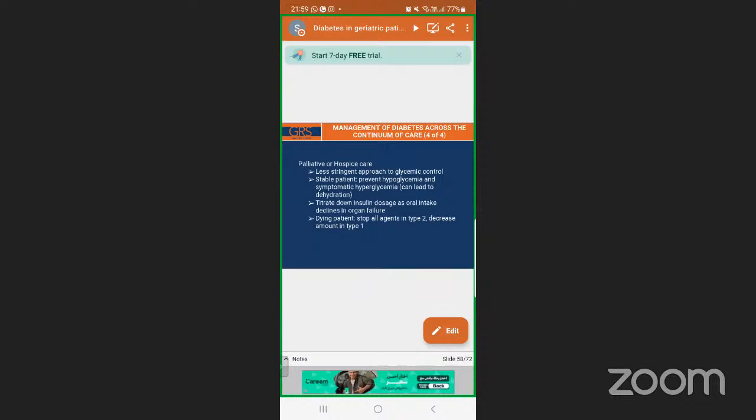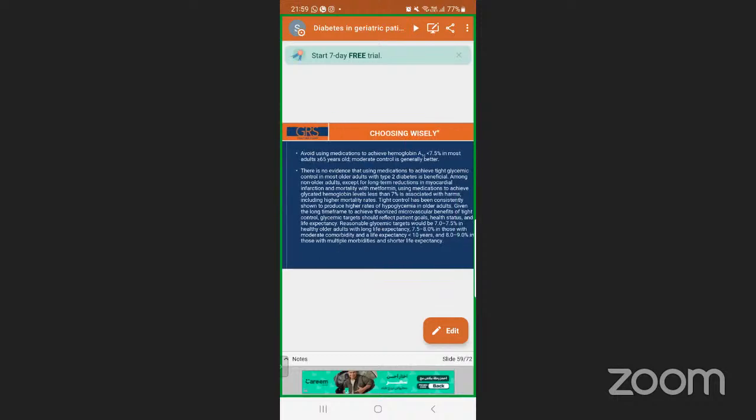In palliative or hospice care, a less stringent approach to glycemic control for stable patients, just prevent hypoglycemia and symptomatic hyperglycemia, and titrate down insulin dosage as oral intake declines in cases of organ failure. In dying patients, it's recommended to stop all agents in type 2 and decrease the amount in type 1.